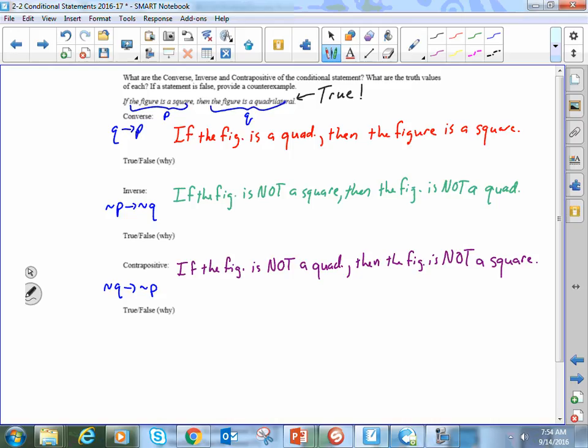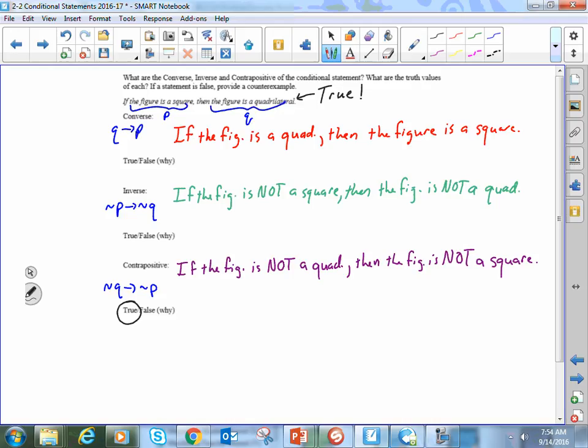So according to our truth table, the one that we just saw, whatever the original statement is, the contrapositive must follow the same thing. So I'm going to just say that this is true. Now let's actually take a look at the statement and see.